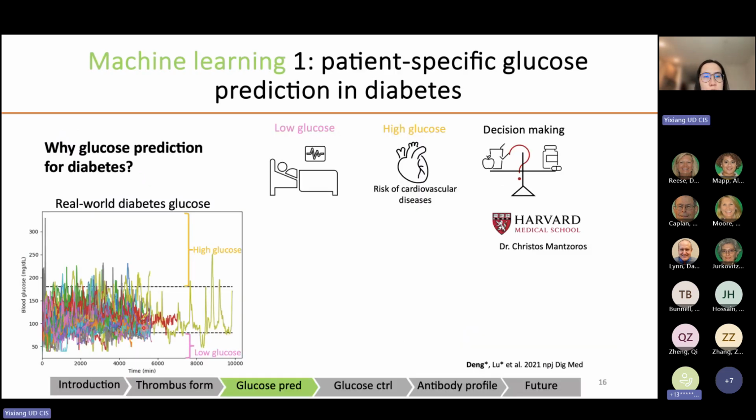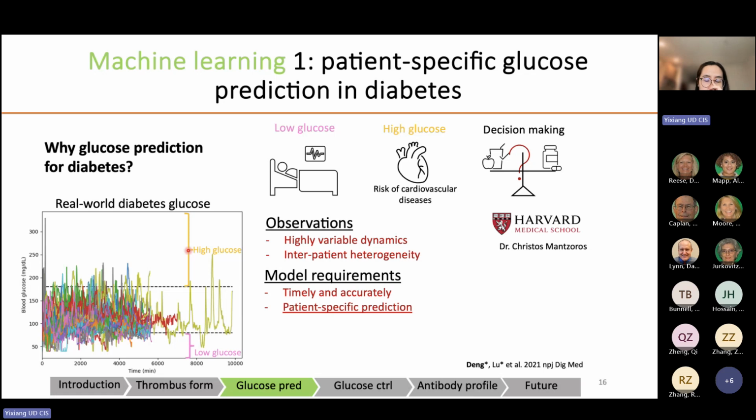I guess I don't need to mention the motivation of patient-specific glucose prediction in diabetes: it's important because with low glucose, patients will suffer from coma or hospitalization, whereas with high glucose, there is further risk of cardiovascular diseases. Therefore, accurate glucose prediction is a critical process for decision making. On the left is a more apparent motivation: real-world diabetic glucose for 40 patients over time looks similar, yet also different in terms of their own patterns.